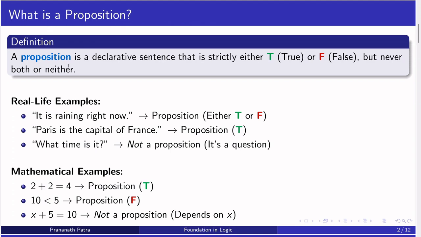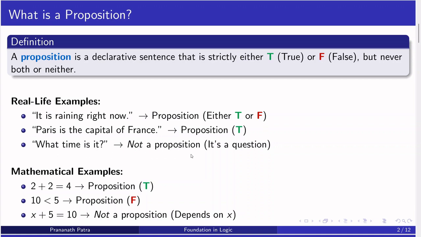A proposition is simply a declarative sentence, one that makes a claim. And the key rule is it must be strictly either true or false. Never both, never neither. Let's look at some real-life examples. Take the sentence, "It is raining right now." That's a proposition. You might not know the answer right now, but it's definitely one or the other. Either it is raining or it isn't. So, proposition. Now, Paris is the capital of France, also a proposition. And this one we can evaluate. It's true.